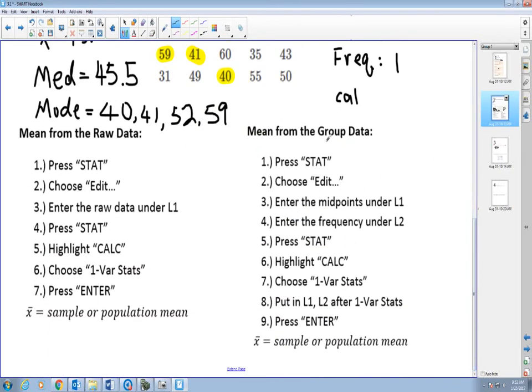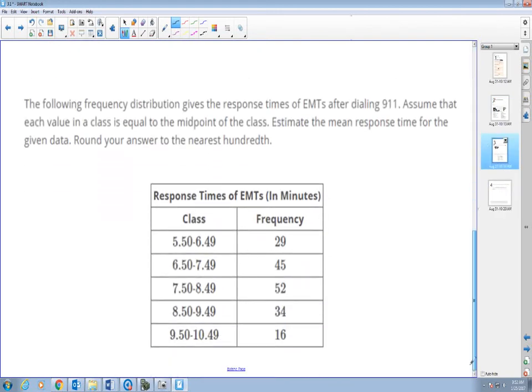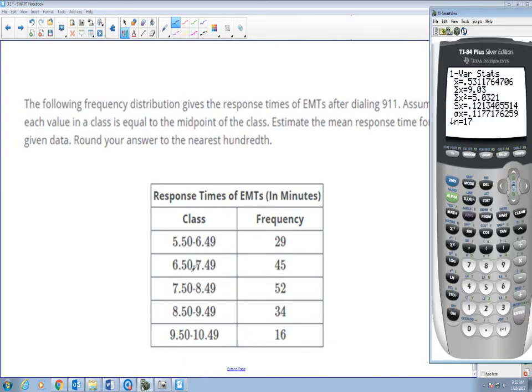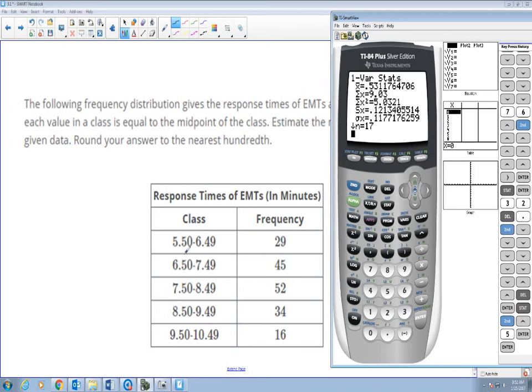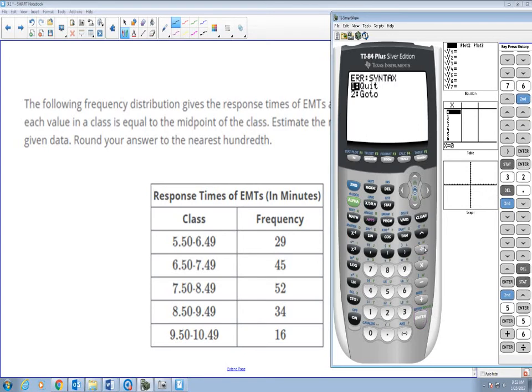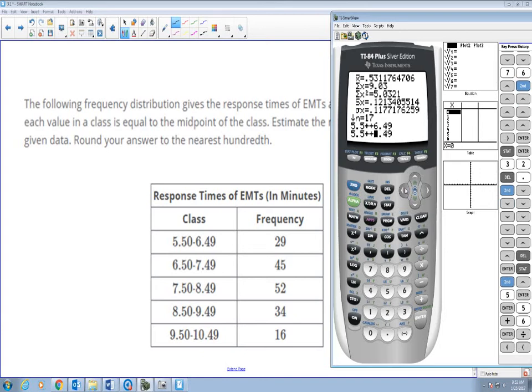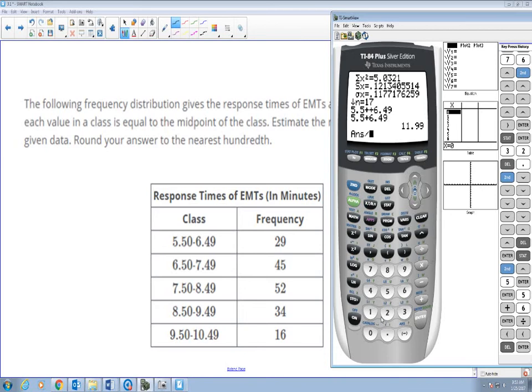So again, when we're entering grouped data, what's under L1 is my midpoints. Okay, so for this example, we need to type in our midpoints. As you can recall, the midpoints are what lies in the middle between the 2 classes. So we take my 5.5 plus my 6.49. Add them up first, divided by 2. Okay, 5.995.